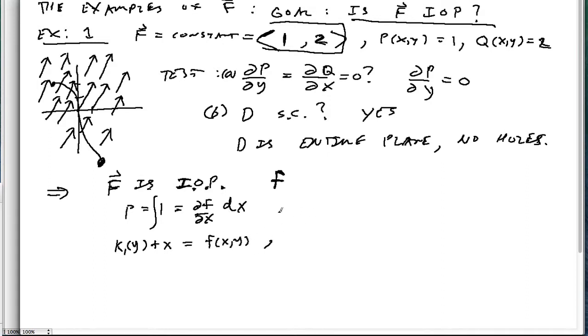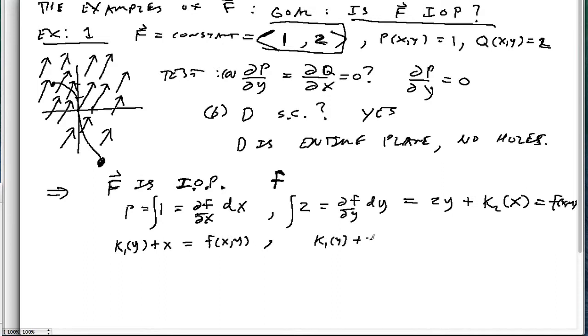Likewise, we do the same thing for the q. So again, q was 2, so 2 is equal to the partial of f with respect to y. And we anti-differentiate that with respect to y, and we get 2y plus what we'll call k2 of x, any function that's only a function of x. When we take its partial with respect to y, it goes away. So again, there's these mysteries. And that is also f of x comma y. So now we have to equate them: k1 of y plus x is equal to 2y plus k2 of x.